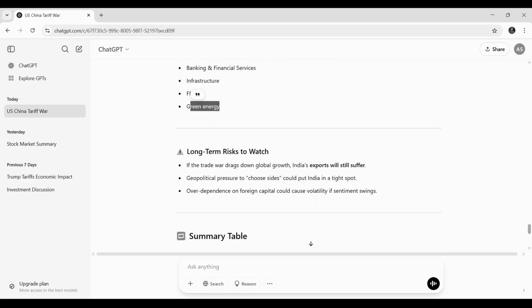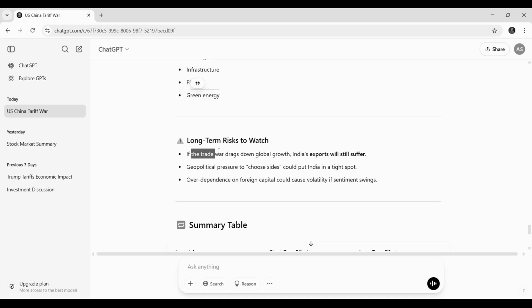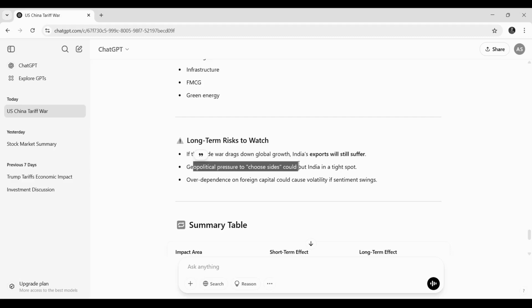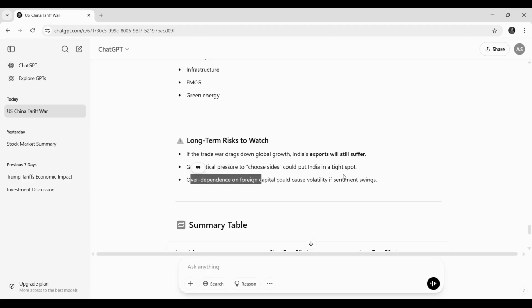Now, what are the long-term risks to watch? If the trade war drags down global growth, India's exports will still suffer. Geopolitical pressure to choose sides could put India in a tight spot, because India is a neighbor to China and wants to maintain good relations with China, but it already has good relations with the USA. It is already trying to have bilateral trade with the USA. Over-dependence on foreign capital could cause volatility if sentiment swings.